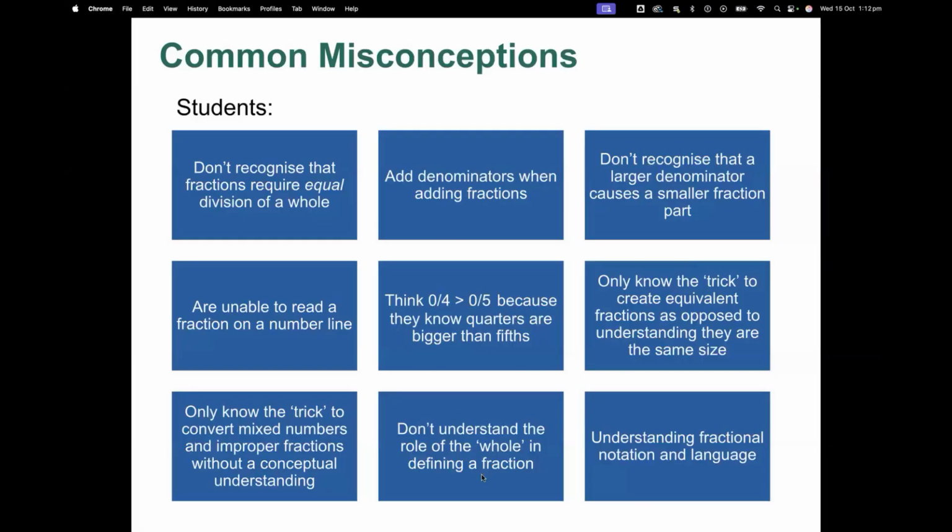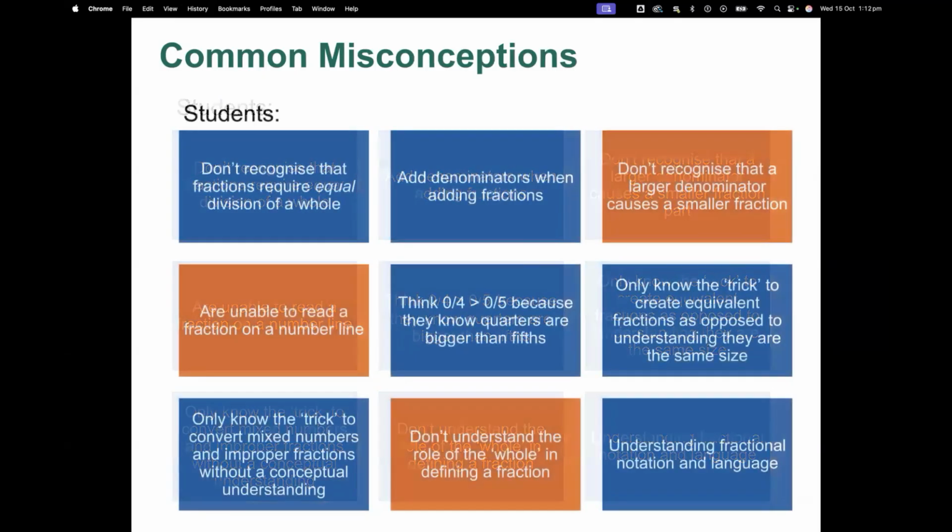This one's similar about the role of the whole in defining a fraction. And then, there's actually a lot when you start thinking about it. The notation and the language about fractions is quite complicated. And so we need to spend time developing that and also connecting. So connecting the words 1/3 to the notation 1/3. So let me go to the next slide.